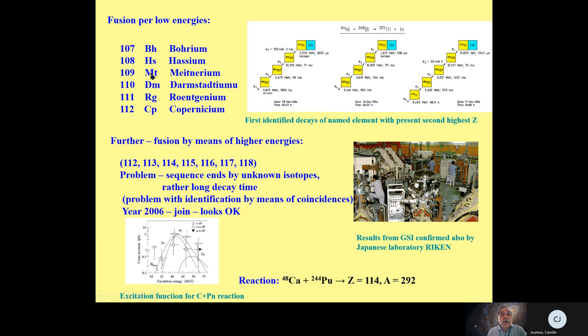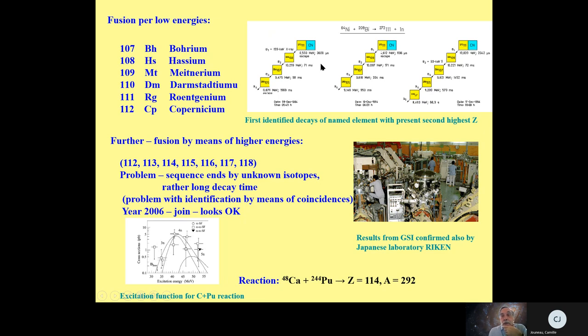And as I said, they produced elements from 107 up to 112. And they named them bohrium, hassium. This is from Hessen, because this is in Darmstadt, in the German region Hessen. Then meitnerium, this is from a German physicist, and darmstadtium. It's clear, this laboratory was in Darmstadt. And roentgenium, copernicium.